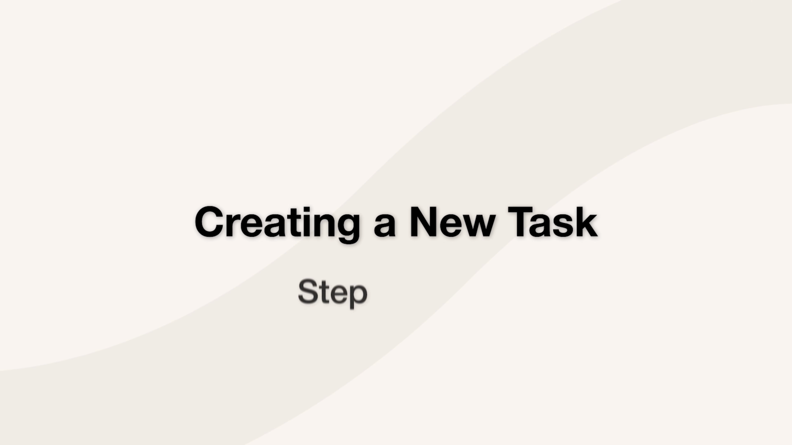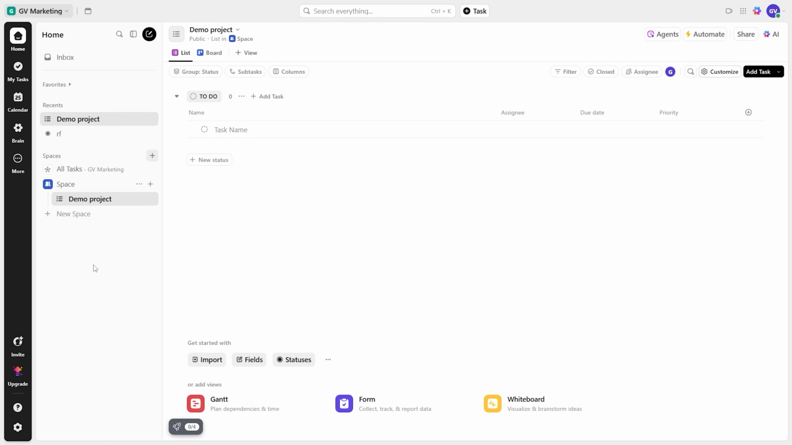Creating a new task, step by step. There are multiple ways to create a task in ClickUp. Let's go through the most straightforward method for beginners, creating a task within a list. In your ClickUp sidebar, click on the list where you want to add a task. For our example, use the list we created.